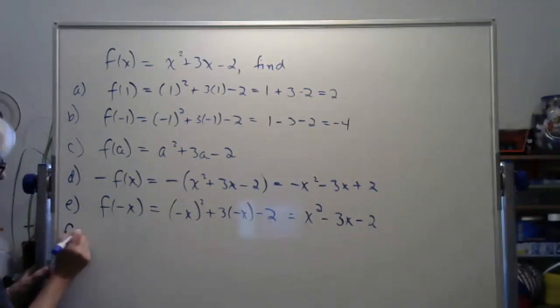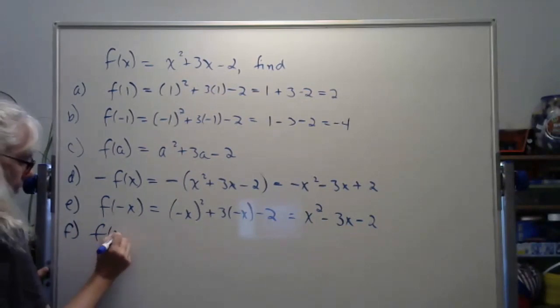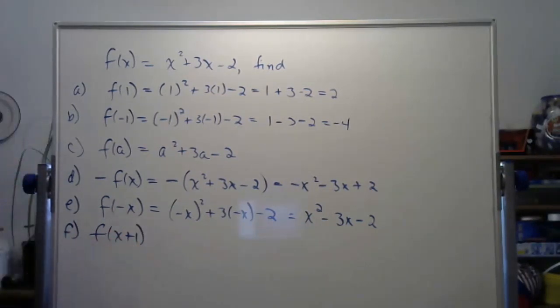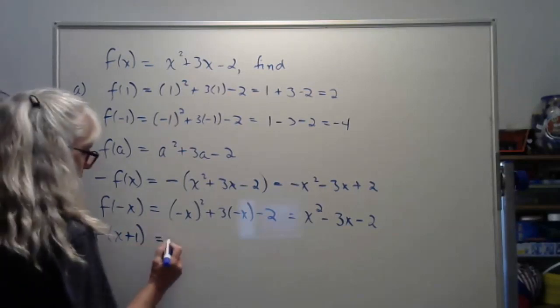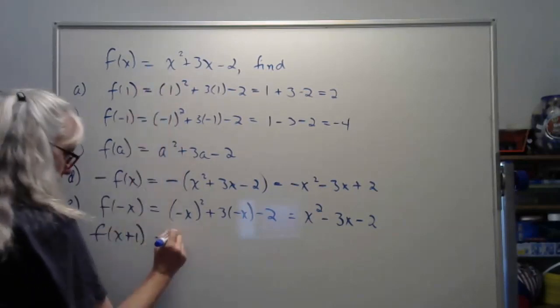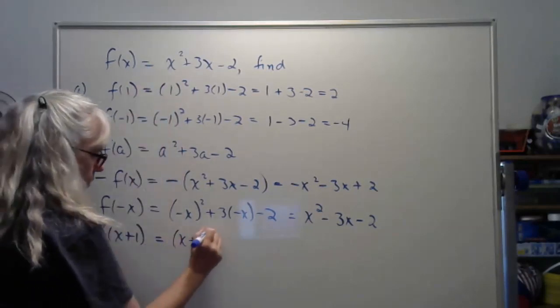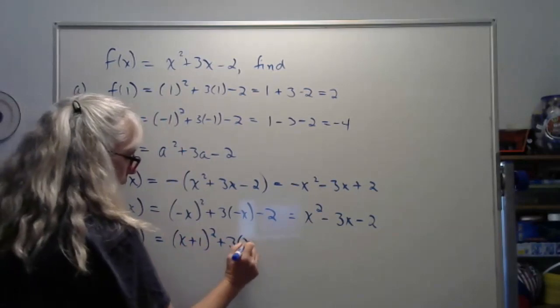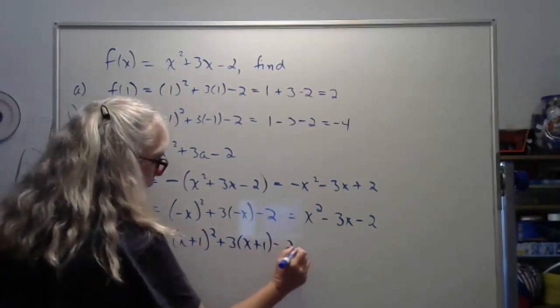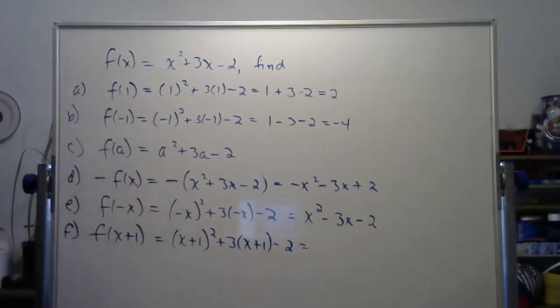Let's come in and do f of x plus 1. So now we're going to come in and replace x with an x plus 1 in every single spot. So back to our original again. We'll have an x plus 1, which we're going to square, plus 3 times the x plus 1 minus 2. And of course, we're not done with that. We need to clean that up.